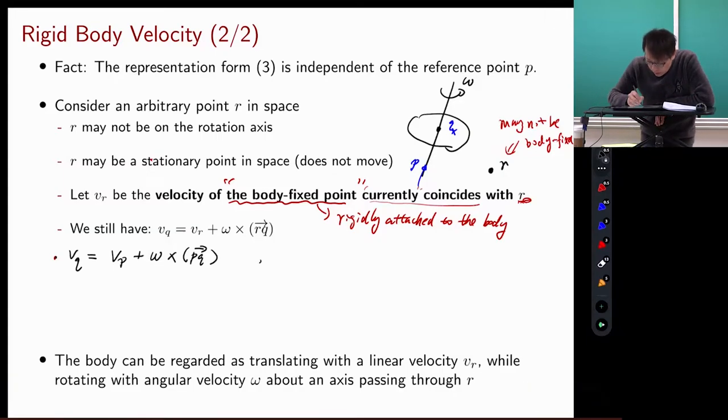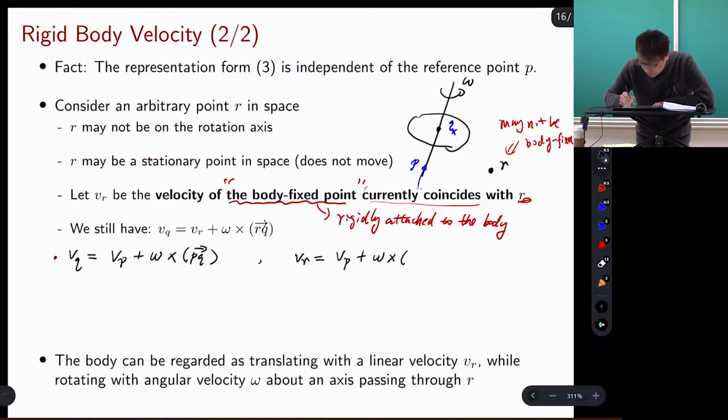Right? I also know, what about VR? VR is the velocity of the body fixed point currently coincident with R. What is VR? If I still use P as the reference to express all the velocity of the rigid body, the VR is the velocity of the body fixed point, so it's under the body. VR would be what? VP plus omega cross PR. Do you agree? That's my VR.